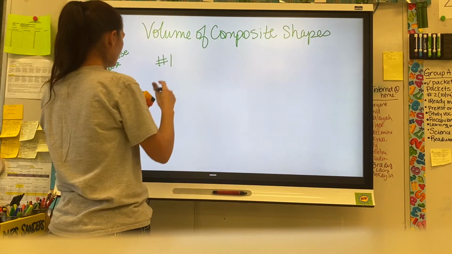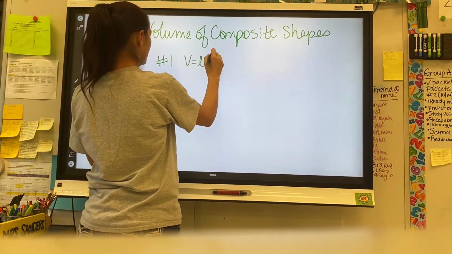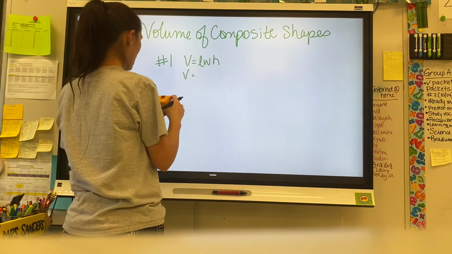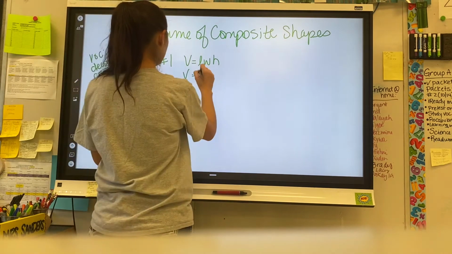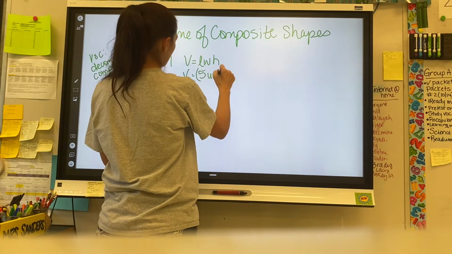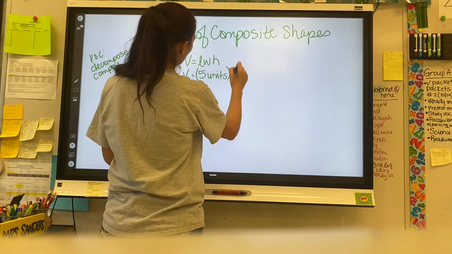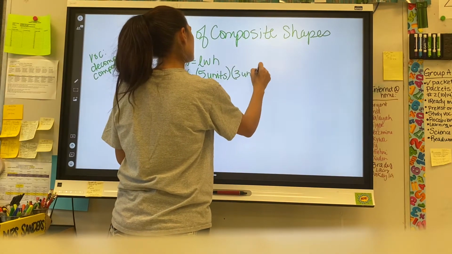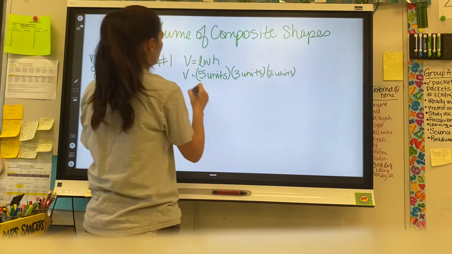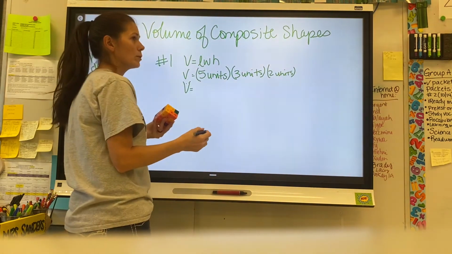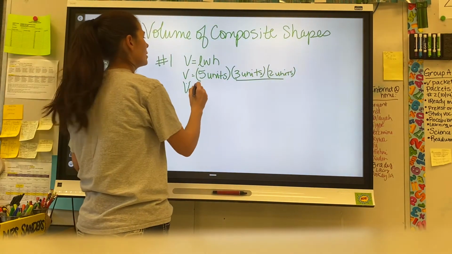I'm going to call it figure 1, and I'm going to say length times width times height because I can figure that out for this rectangular prism. The length is 5, the width is 3, and the height is 2. So choose two numbers and multiply together. Let's choose 3 times 2.